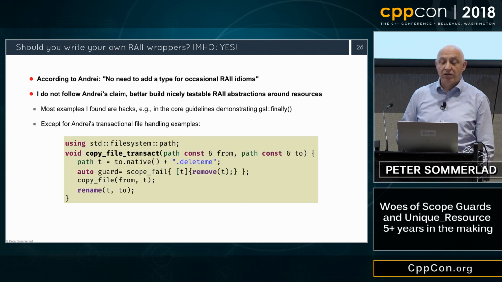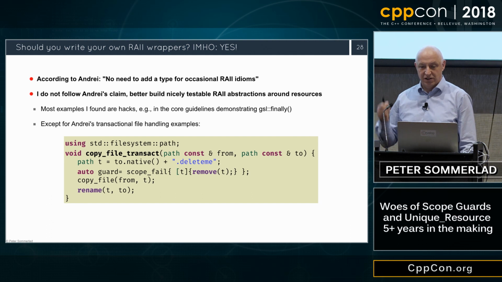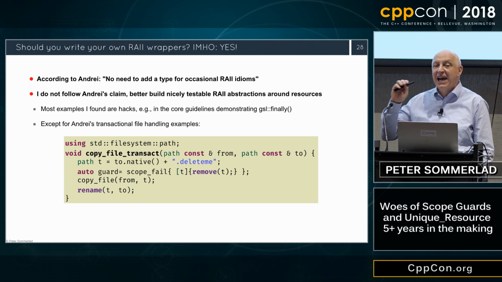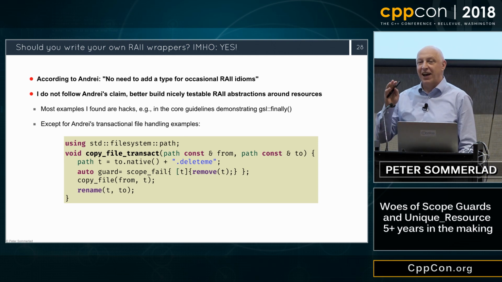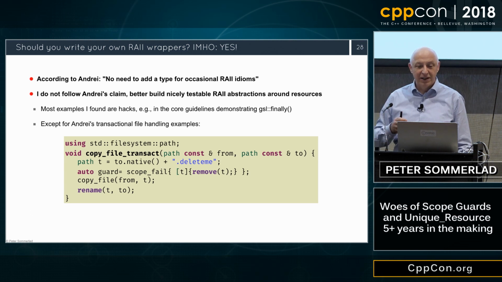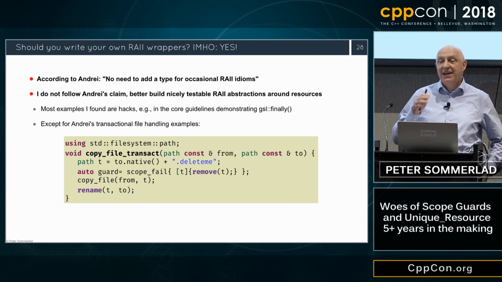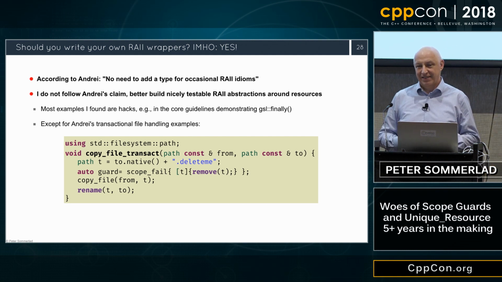Now, should you write your own RAII wrapper? In my opinion, yes. It's good to do your own abstractions. Don't cheat. Even if Andrew says no need to add a type for occasional RAII idioms, I think there's nothing that is occasional. Either you code this deliberately and then do it right or not. On the other hand, things like finally or scope exit have a smell of a hack.